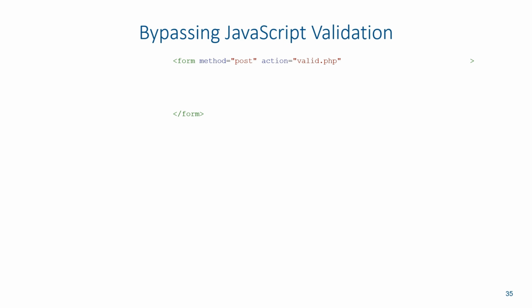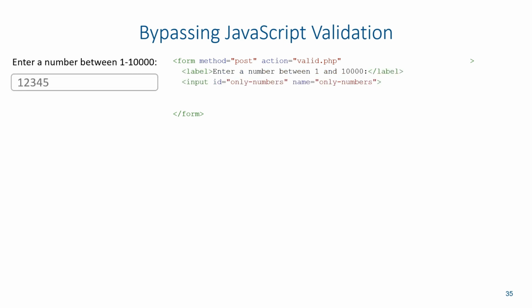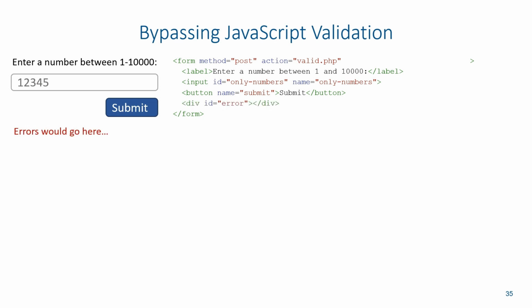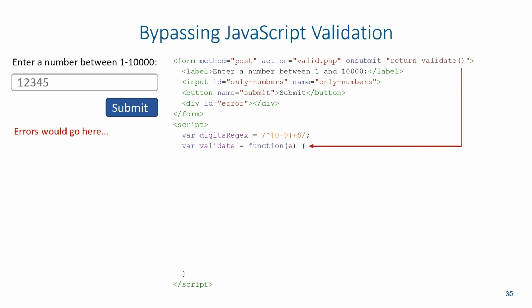Here we have a form, and inside this form, we have a label that's telling us what to enter inside of an input. And then we have a button that we're going to click, and then we have errors. If we submit this, an error will go where the red text currently is. We're going to then have a script, which is our JavaScript, that is going to use a variable we call digits regex that's going to check to see if everything that's entered inside of the field is between 0 and 9.